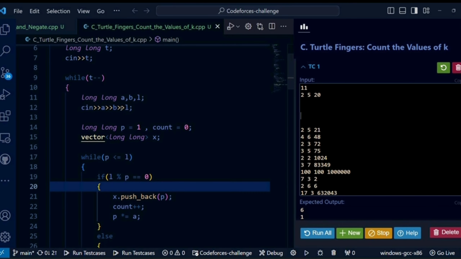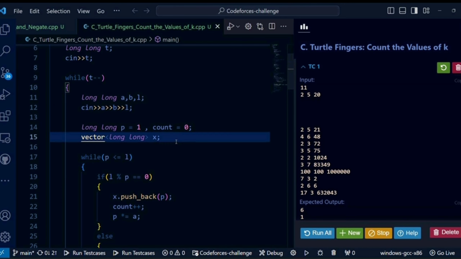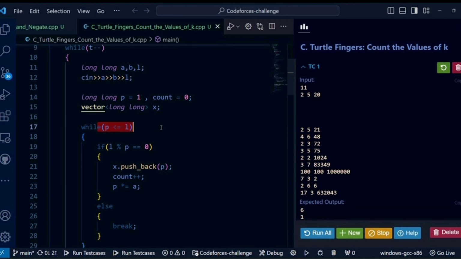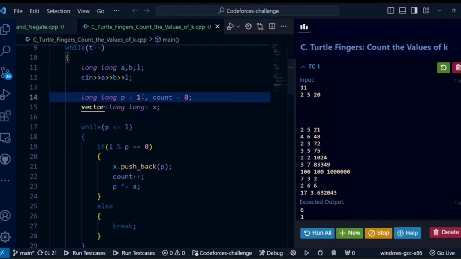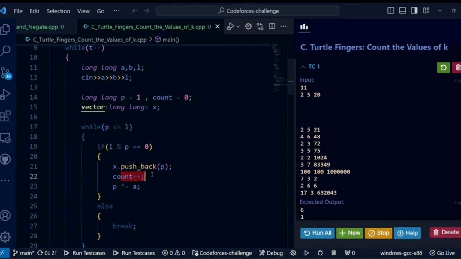So first of all, look, I've taken the inputs. I have a while loop here. I'm starting p from 1. Why? Because I know anything raised to power 0 is always equal to 1, right? I'm directly inputting the values of p. Basically I'm not inputting count anything as well.